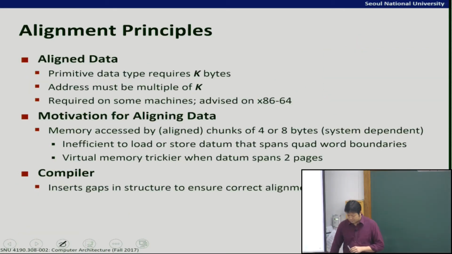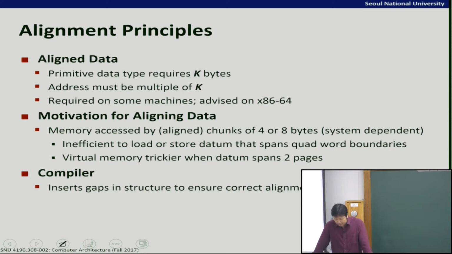Then why do we do this? If you summarize, the alignment requirement means that if your primitive data type requires k bytes, then the address for that field must be a multiple of k. That's a requirement. It's actually required on some machines and advised on x86-64, but most known compilers abide by this rule. They follow this rule. And why do we do this?